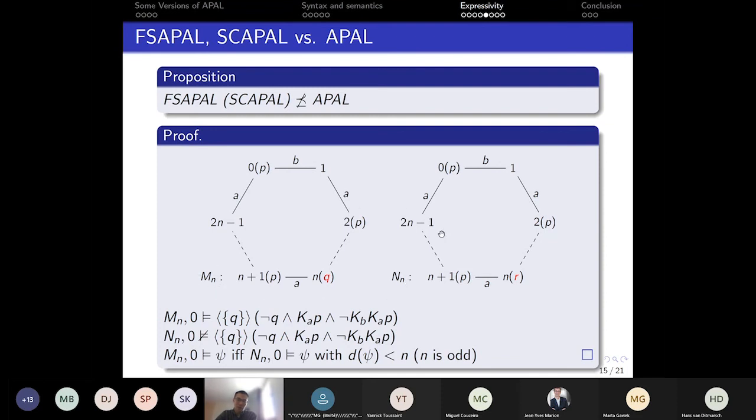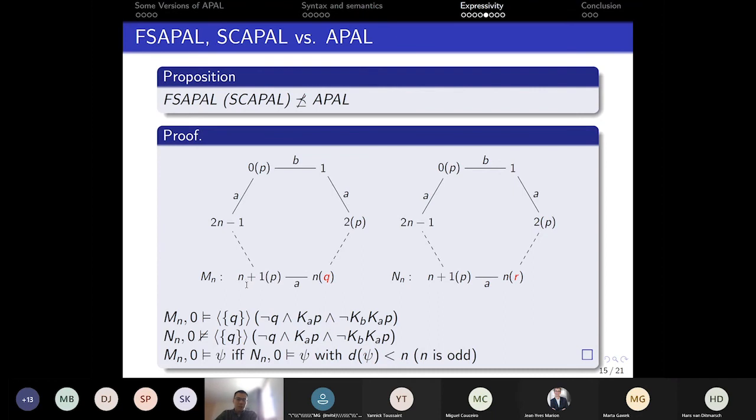They are both AB chains, which means they are a circle, but the relation between them is BA, BA, BA, and the length of MN and NN is both 2n. It's from 0 to 2n minus 1, so there are 2n states on each model.